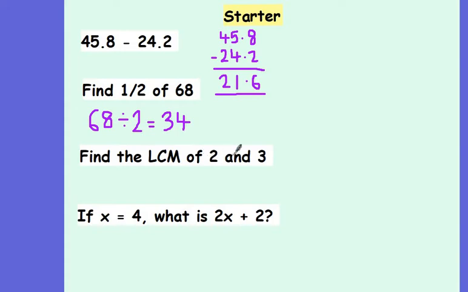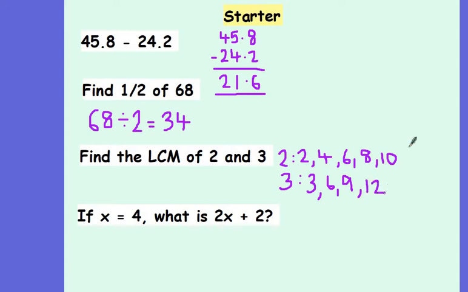For the lowest common multiple of 2 and 3, we're looking for the lowest number that's in both the 2 and the 3 times table. My 2 times table is 2, 4, 6, 8, 10. My 3 times table, 3, 6, 9, 12. So the lowest number that appears in both would be 6. My lowest common multiple is 6.